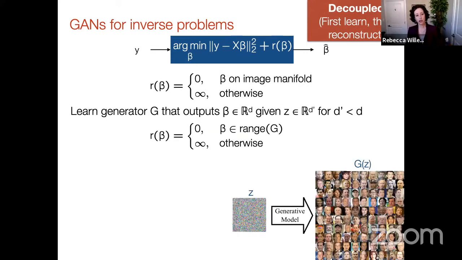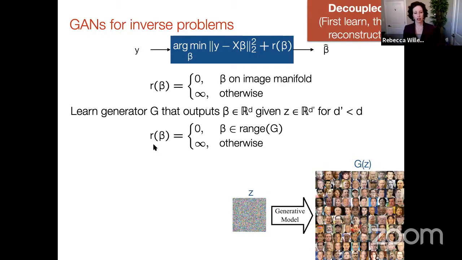So in particular, we could say, let's learn a generator G, where the output of this generative model is an image beta. We can input different input variables Z that are in a lower dimensional space that reflects the lower dimensionality of this manifold. And the output of G is going to be some image on this manifold. Once we have that generator G, we could define a regularizer that says, let's have 0 cost or penalty for any image that could be produced by this generator, that's in the range of the generator, and infinity otherwise.